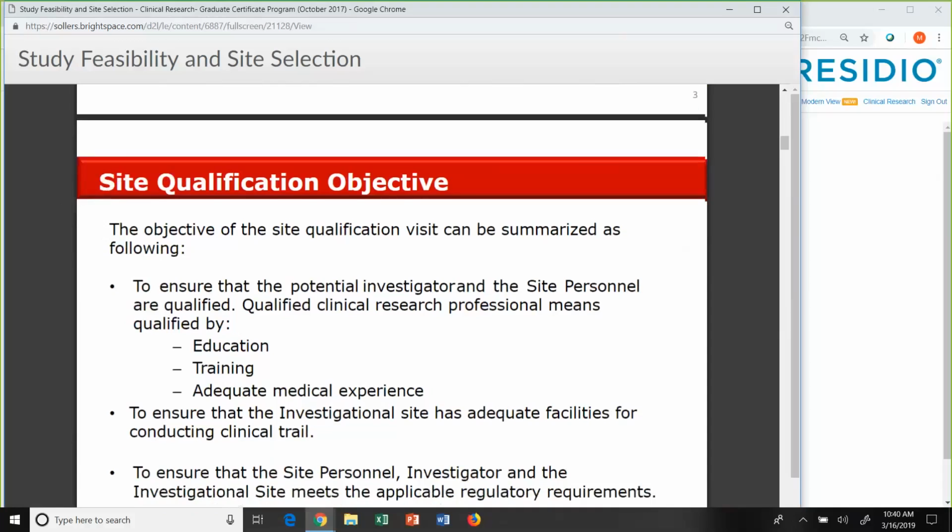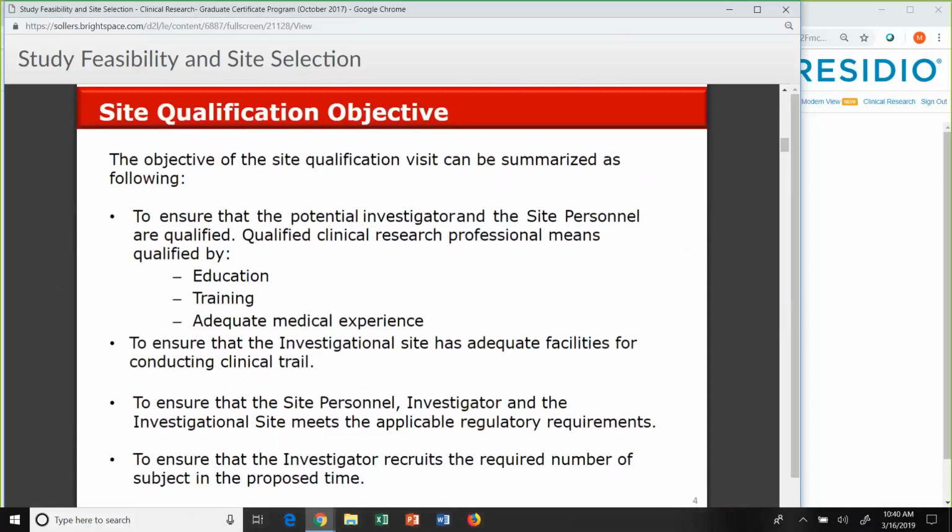So the objective of our pre-study site visit or qualification visit is to ensure that the potential investigator and the site personnel are qualified by education, training, and experience. And also, do they have the correct and adequate facilities to conduct the trial? If we're doing an EKG, do they have an EKG machine? Is the PI capable of reading and interpreting an EKG? Some may not be so good, others are good. Is the sponsor going to require a cardiologist overread of the EKG?